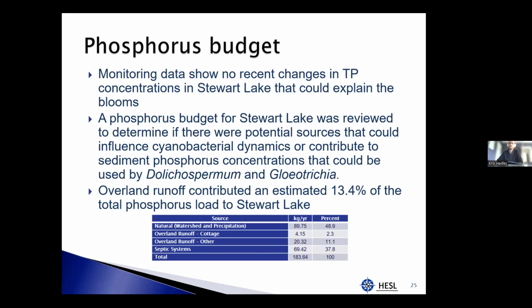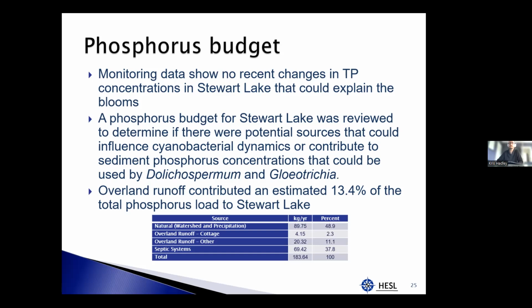So despite the fact that monitoring showed no changes in TP, we looked at the budget and found that there was some indication that septic systems are a significant contributor of phosphorus to Stewart Lake. So approximately 40% of the phosphorus coming to Stewart Lake based on this model is coming from septic systems, or is assumed to be coming from septic systems.